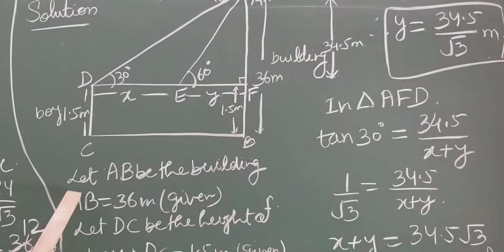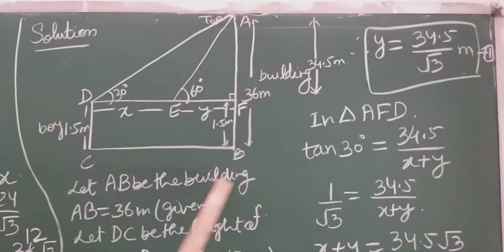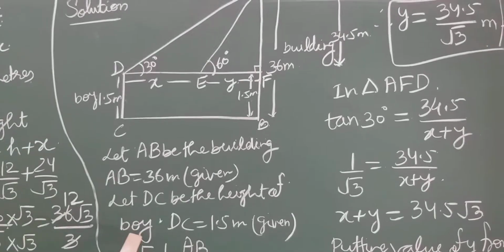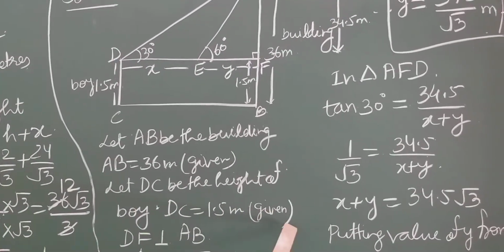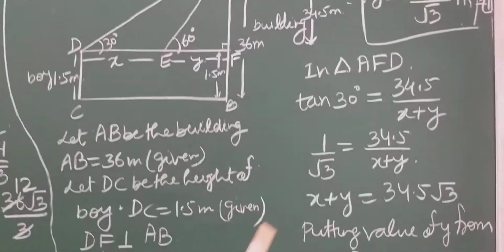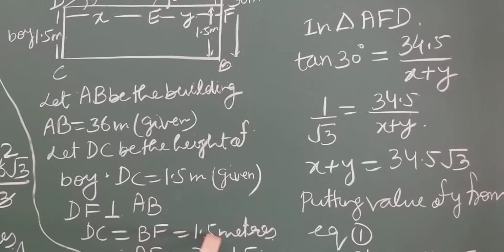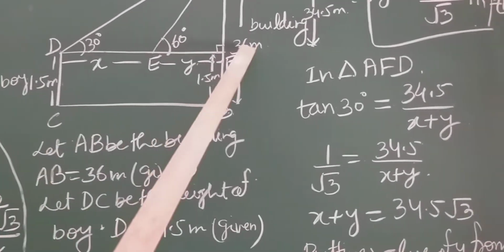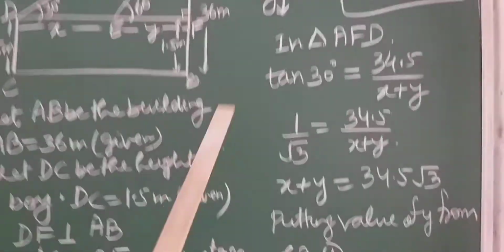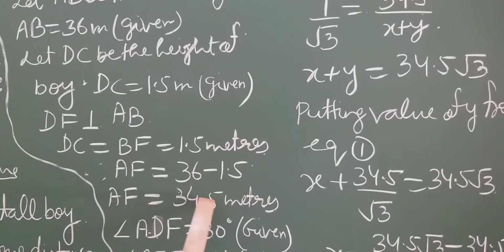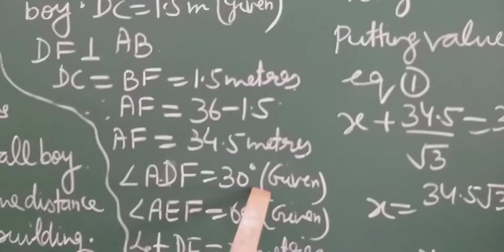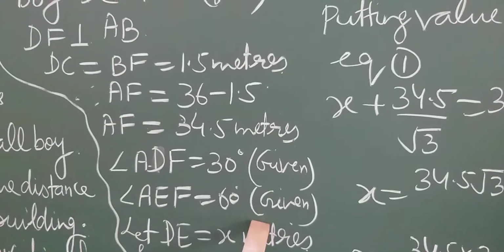Okay. So let AB be the building. AB equal to 36 meter given. Let DC be the height of the boy. DC equals 1.5 meter given. DF perpendicular to AB. Correct? DC equals BF equals 1.5 meter. So AF equals 36 minus 1.5, 34.5 meter. Angle ADF equal to 30 degree given, and angle AEF equals 60 degree given.